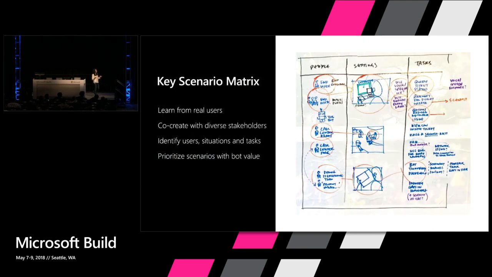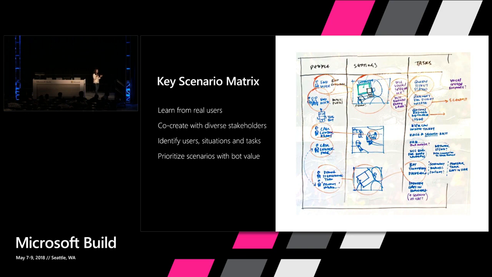This is a tool that we use in some of the bot design workshops. It helps you to quickly identify the full range of users, their situations, settings, and environments, and their tasks. Then after you identify this, you can prioritize which ones the bot makes most sense for.